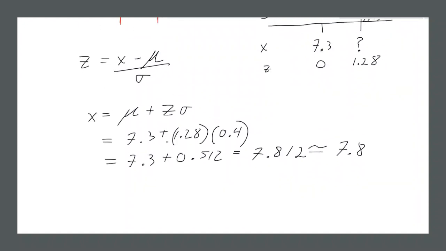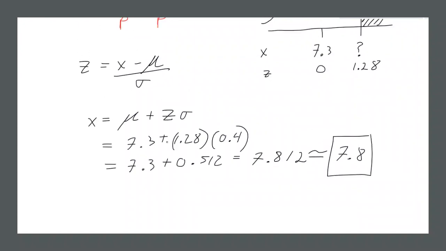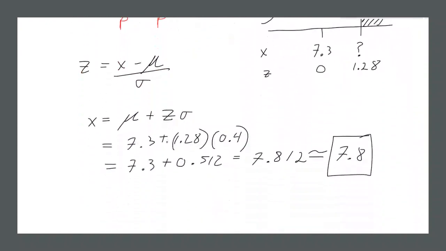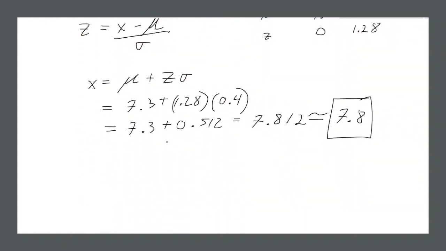So, the top 10% of sleepers, the people top 10% who sleep more than the remaining 90%, they get 7.8 hours of sleep or more per night on average. So that's part D. And that is all the parts of this normal distribution question.